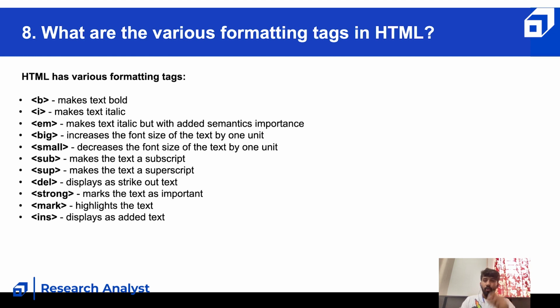You can mention 2 using sub. Del displays a strikeout text. It just puts a line on that piece of text which you are mentioning. Strong makes the text important. It also kind of bolds, but it's a different kind of bold. Mark highlights the text. Ins basically displays added text, so it wouldn't be in the same line. It would look like it has been added to it, like a caret. So it will be added text. It wouldn't be with the same text element. Okay, so these are some of the various formatting tags.